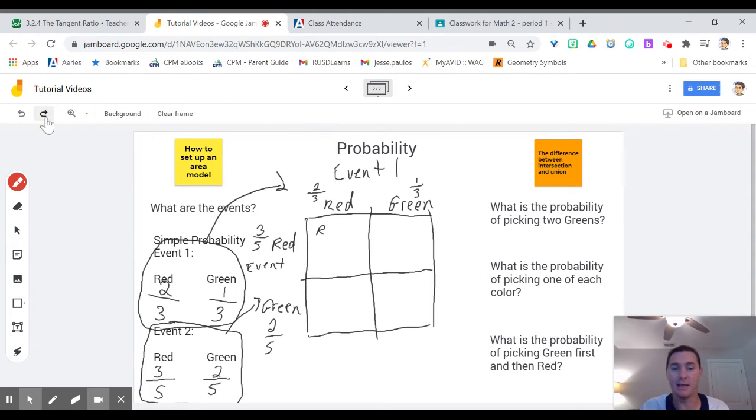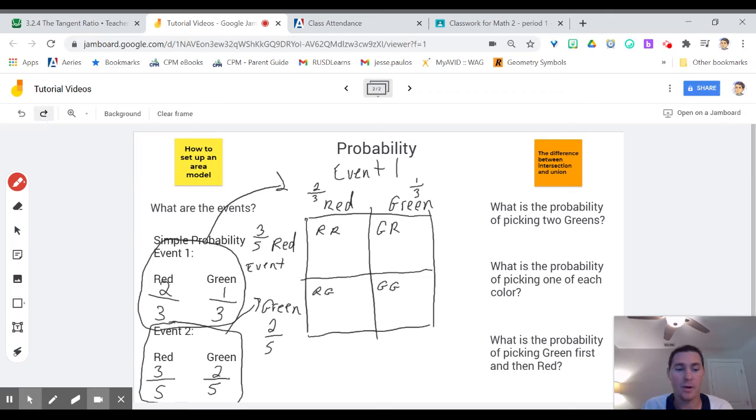Now on the inside, this is where we put our sample space. From event number 1, let's suppose we draw a red, and then from event number 2, let's suppose we draw another red. And so that creates this sample space of red, red. Okay? We've also got picking a red and then a green, and then a green and then a red, and here in this last quadrant, a green and then a green.